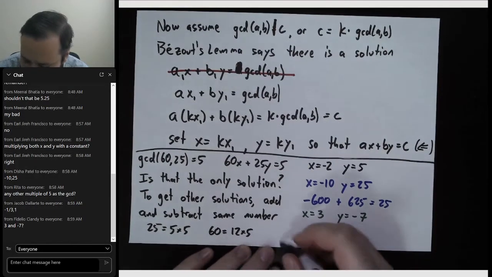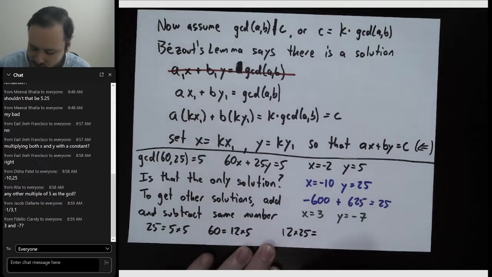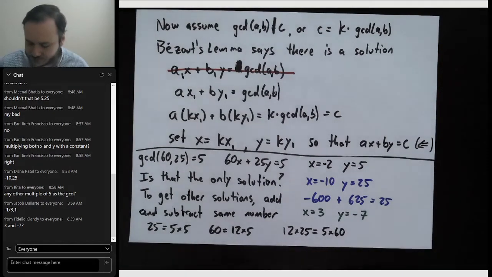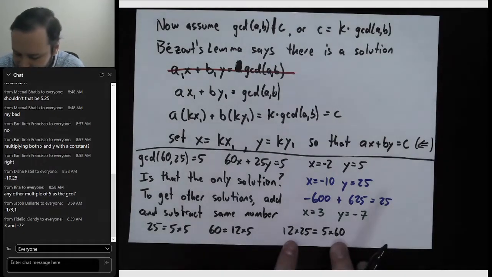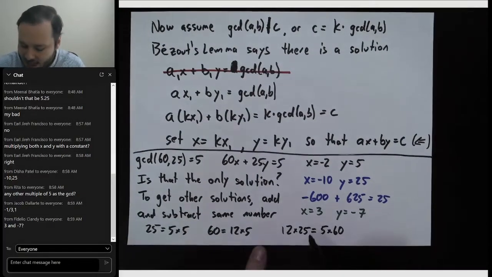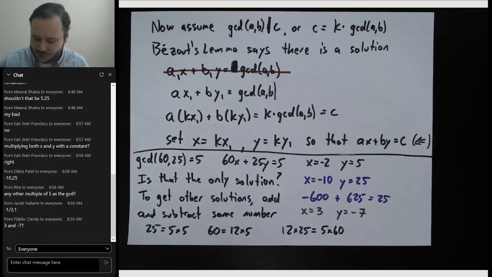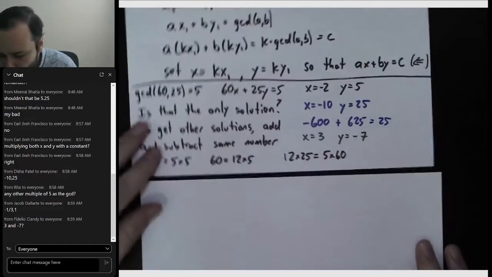And that means that 12 times 25 has to be equal to 5 times 60. Because 12 times 25 is 12 times 5 times 5, and 5 times 60 is 12 times 5 times 5. So these two numbers are the same. So this means if I add 12 25s and subtract 5 60s, I haven't changed my answer at all. So this gives us a way to come up with more solutions.